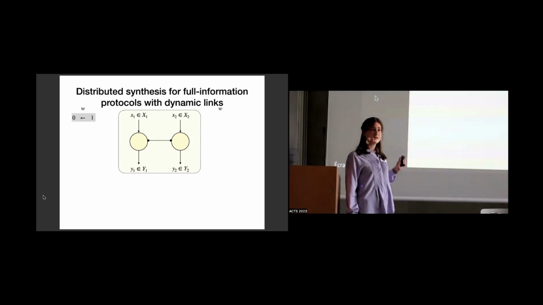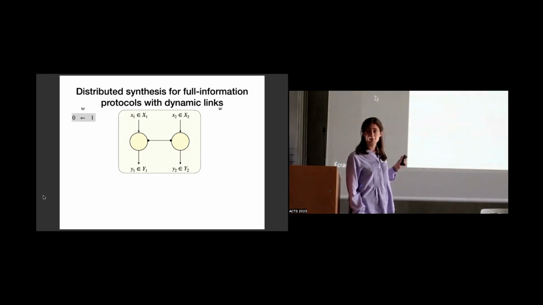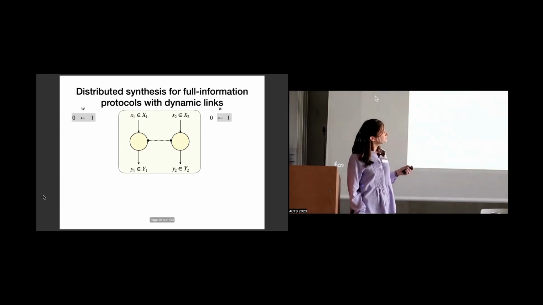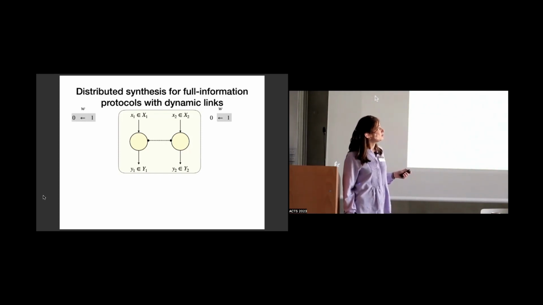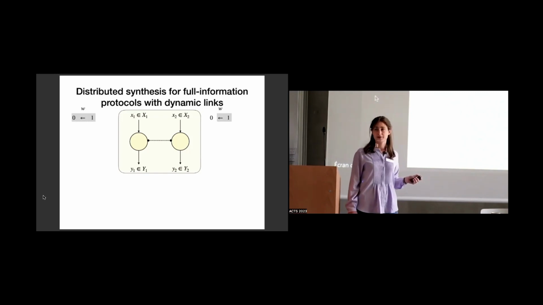And what is gray is what the process to the left knows. So he knows everything because he received the message that, okay, I've received 1. But on the right, process 2 only knows that he has received 1, and he also knows the communication link. Okay, but he doesn't know if the other process has received 0 or 1.